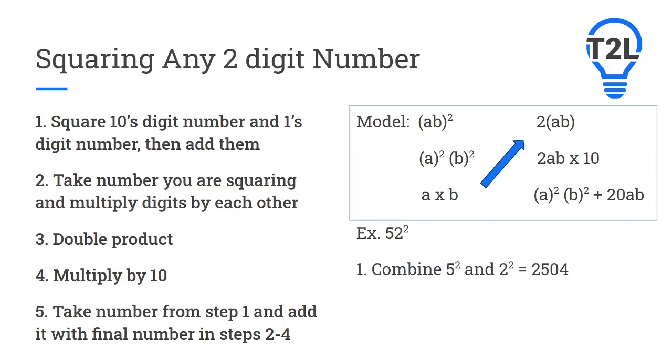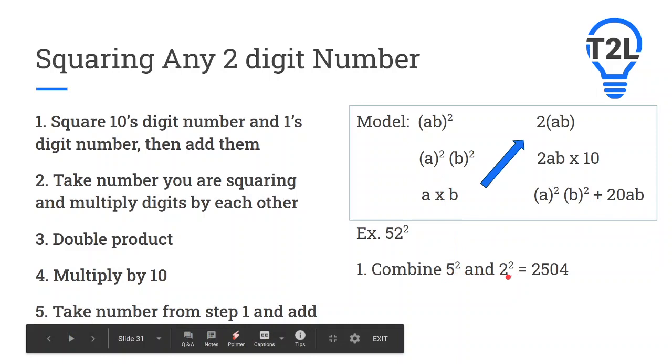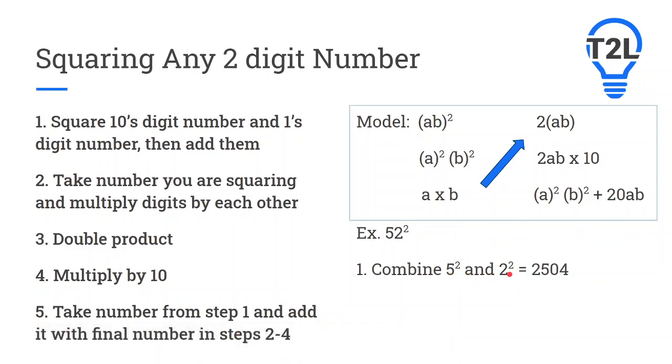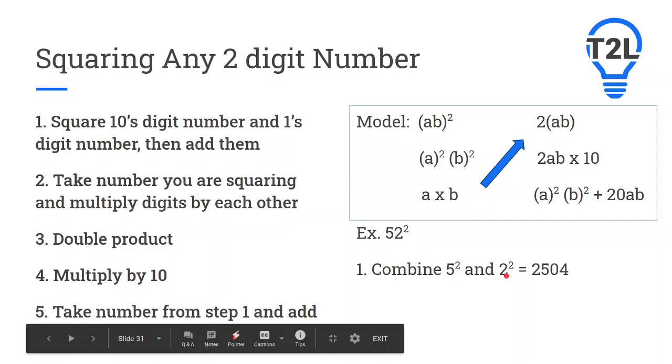So let's say you have 52 squared. First just square 5 and 2 individually, that's 25, and then 4. But whenever it results in a single digit like 4, you want to make it 2 digits, so you have to add that 0 right here. So 0, 4. By combining, it's just 25, 0, 4, just like that, pair them together. And then you just want to keep that number in mind. Just don't do anything with it right now.